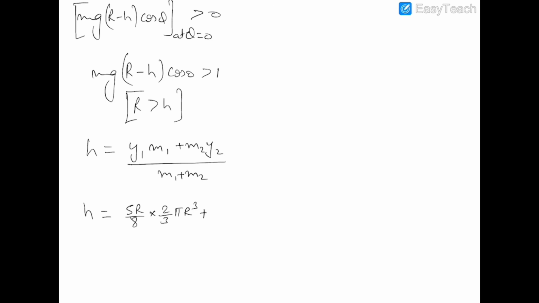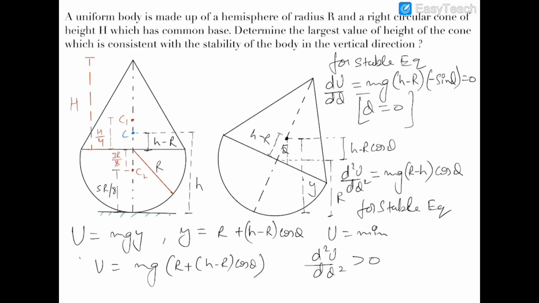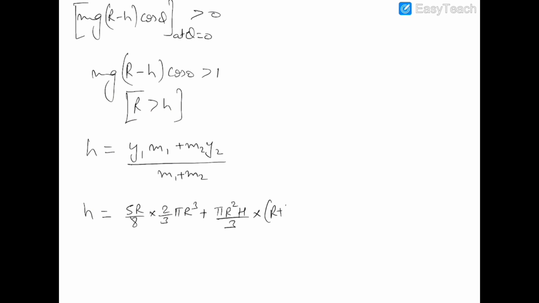plus m2 will be the mass of the cone, and therefore the volume of the cone will be pi r square h by 3, into its coordinate of the center of mass, which will be r plus h by 4, divided by m1 plus m2. m1 plus m2 will be equal to 2 by 3 pi r cube plus pi r square h by 3. This is the value of h.